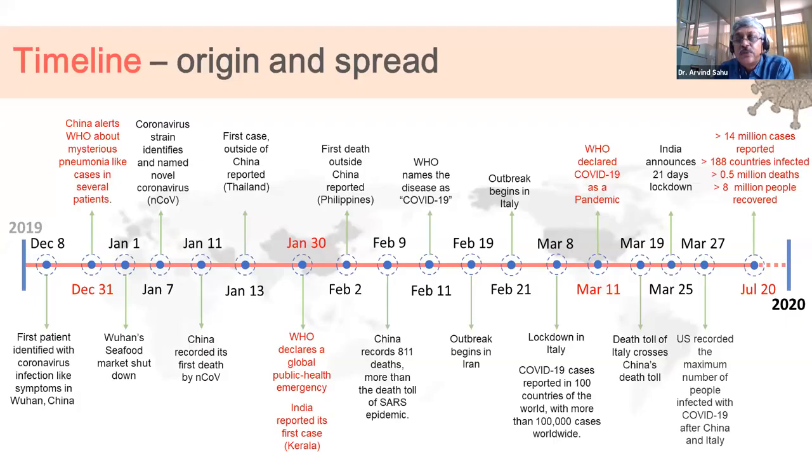As of 20th July, we have over 14 million cases in 188 different countries and over 500,000 deaths. But the good thing is that a lot of people are recovering. There are recoveries of close to 8 million people, which is a good sign.